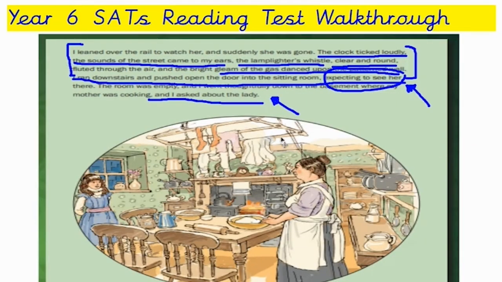Okay, so she went down to the basement where her mother was cooking and asked about the lady. The room was empty. She couldn't find the lady. So what's going through her mind at this point? She's probably wondering where the lady has gone. She's probably wondering who the lady was, somebody unexpected that she saw in her house. And so these kind of thoughts are probably running through her mind, isn't it? Where's this lady gone? Who is she? Does my mum know about her? So let's go back to the question and see if that helps.